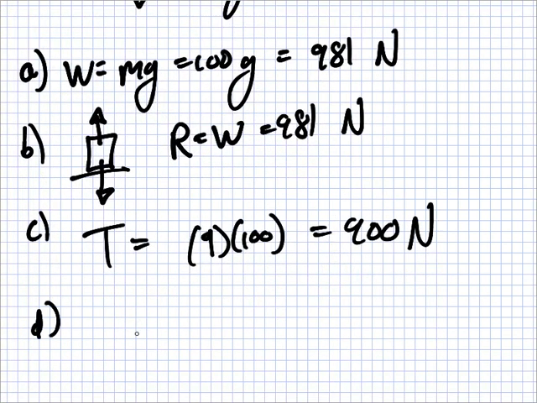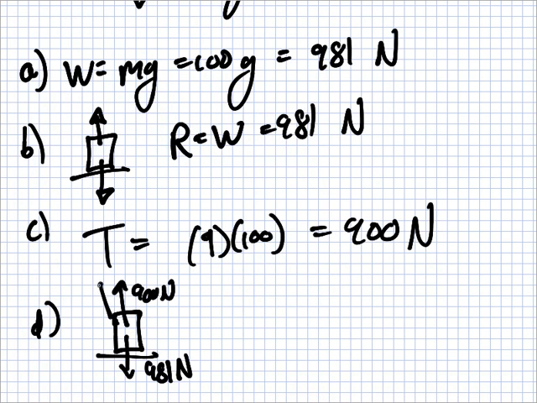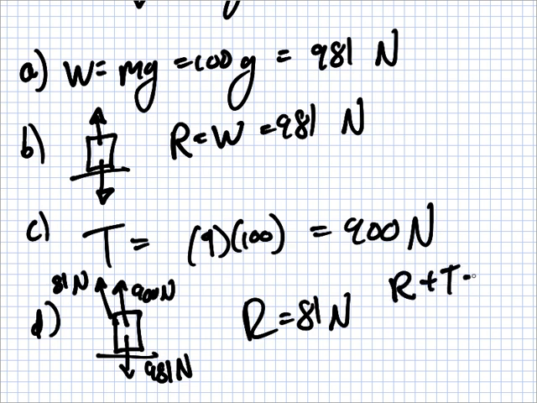What is the reaction force at this moment? So there's the rocket. The engine gets turned on. There's 900 newtons fired this way. The weight is 981 newtons. And so the reaction force would have to be 81 newtons. Why? Well, because the reaction force plus the thrust has to equal the weight while it's sitting on the ground.